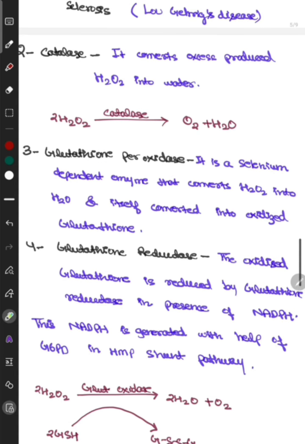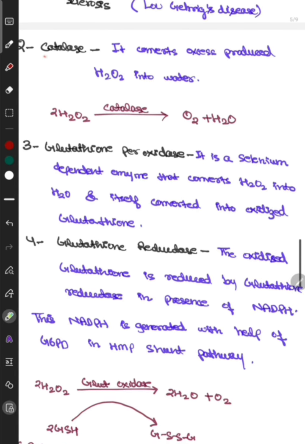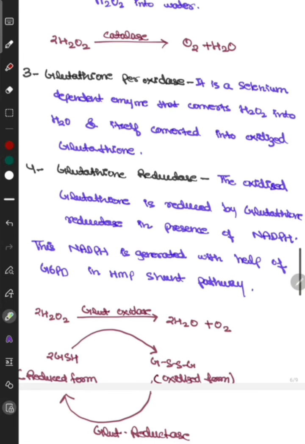Second enzyme which works as an antioxidant is catalase. It converts excess produced peroxide into water. Third one is glutathione peroxidase. It is a selenium dependent enzyme that converts peroxide into H2O and itself is converted into oxidized glutathione. But we know that this oxidized glutathione should be converted into the reduced form, and this action is contributed by glutathione reductase.